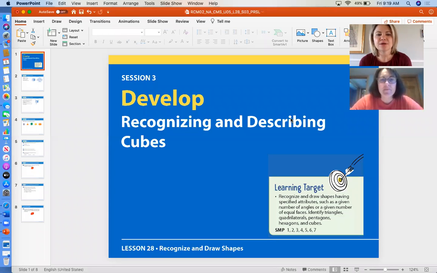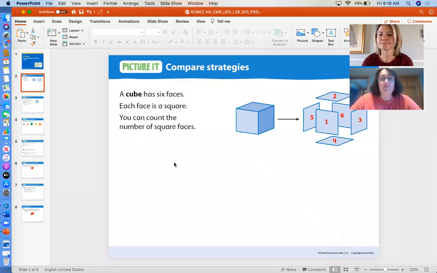Hey friends, today we are on lesson 28, session 3. We're moving on from 2D shapes, which are flat, to 3D shapes. And we're going to be recognizing and describing cubes today. So first, let's take a look at what a cube is.